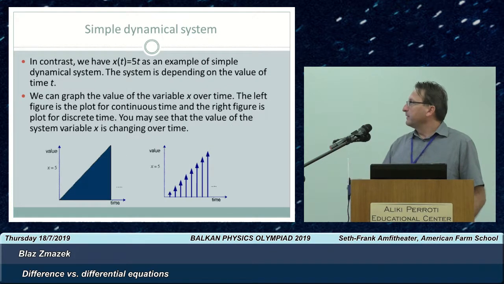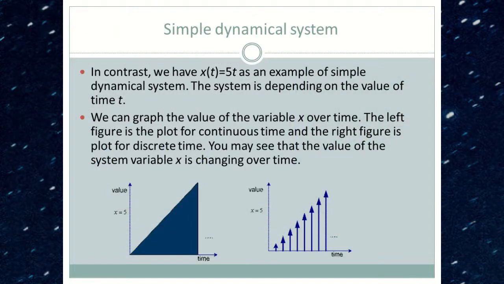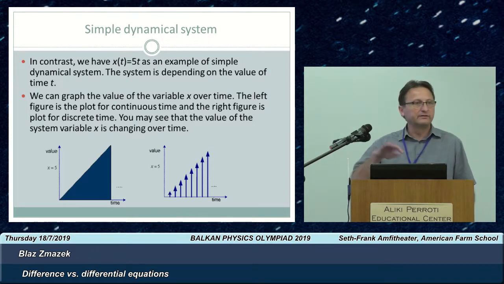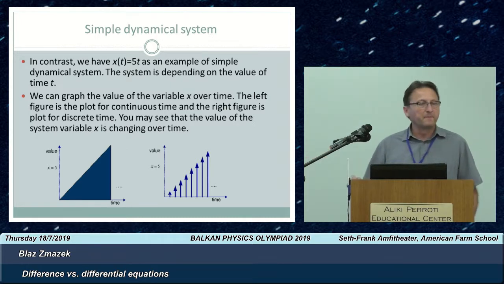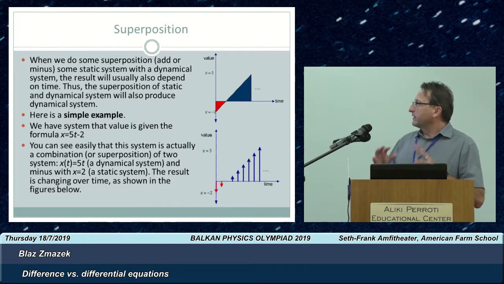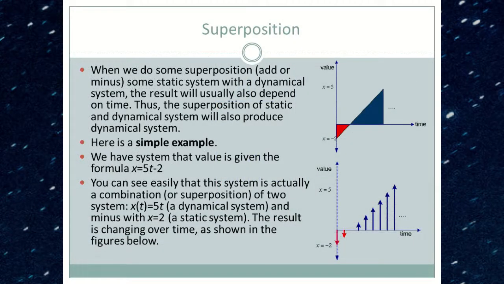In contrast, we have, for example, a simple dynamic system. This is x(t) = 5t. So the value of variable x is computed as 5 times the value of time. This is the graph. As you see, it is linear, and we also have a comparison between the continuous and discrete. And we can combine those. We can take one superposition. So we combine a static system with a dynamic system, and the result will usually also depend on time. So it is again a dynamic system, and one example is the function x = 5t - 2. It's a superposition of the examples before.